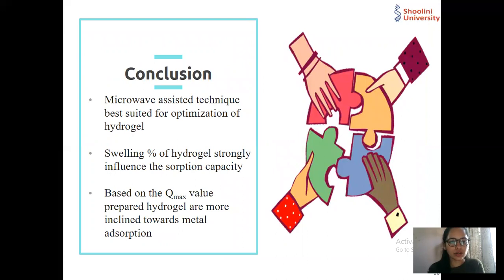At last is our conclusion. The microwave assisted technique is better suited for the optimization of hydrogel. The swelling percentage of hydrogel strongly influences the sorption capacity, as we discussed in the previous slide. And based on the Q max value, the prepared hydrogels are more inclined towards metal adsorption.